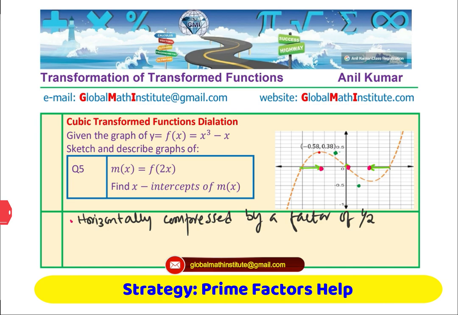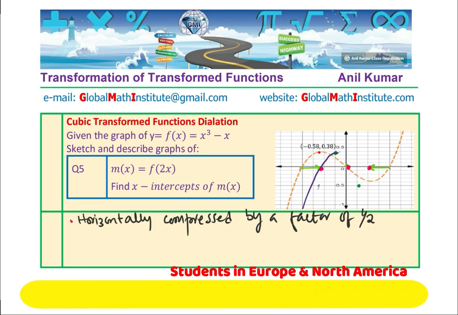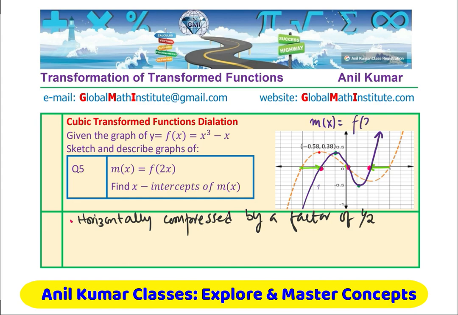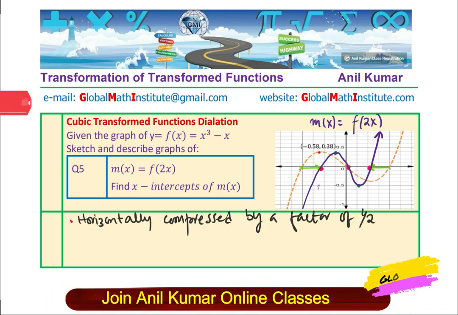So that is how it is going to be. The y values remain the same. So the local maximum and minimum y values remain the same. Their position changes. Connecting these points, we do get our graph, which is, you see that. So it is compressed by half, as you can see. So that is m of x, which is f of 2x, horizontally compressed by a factor of half, right? Now, where are the x-intercepts? Well, the x-intercepts have moved.